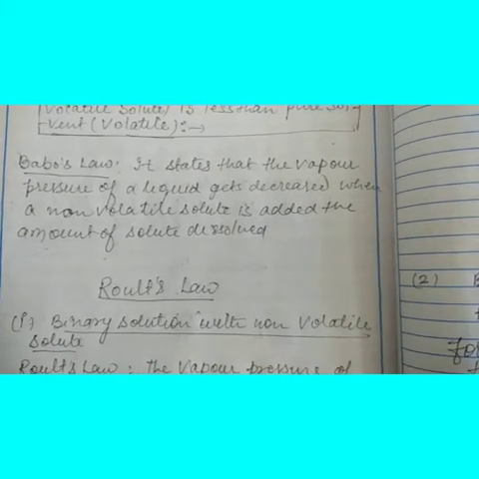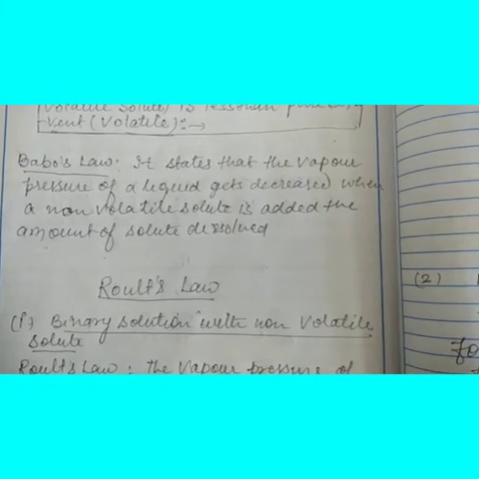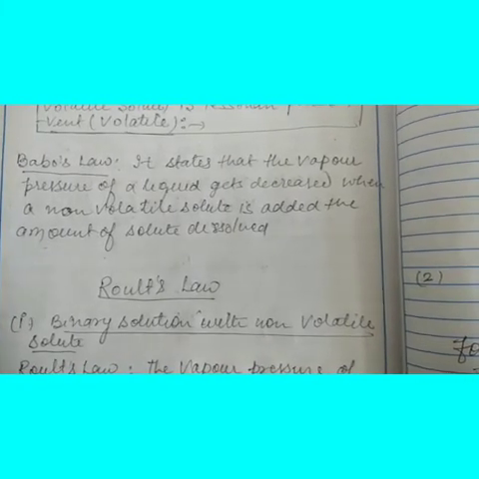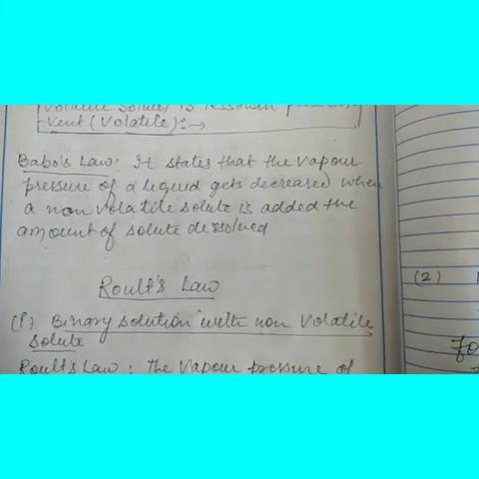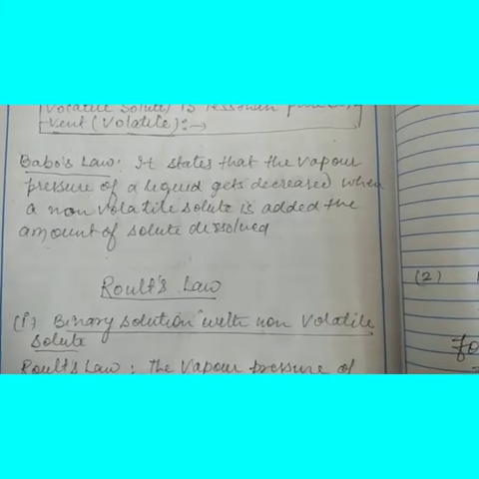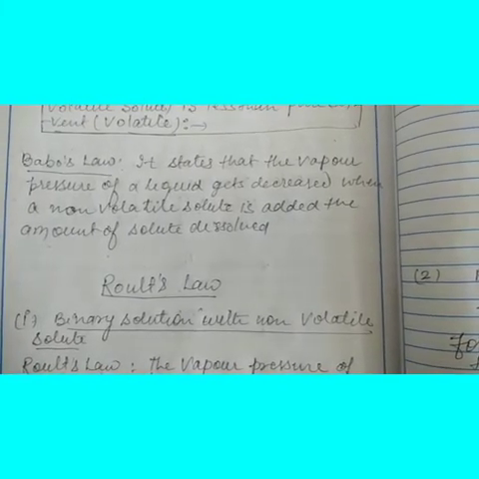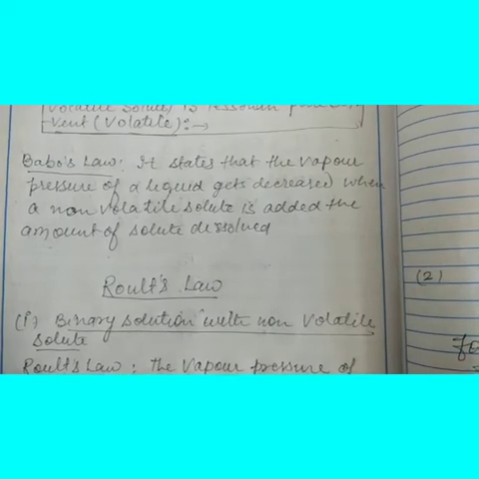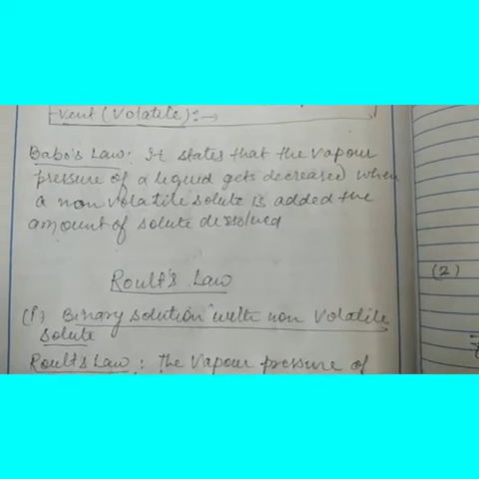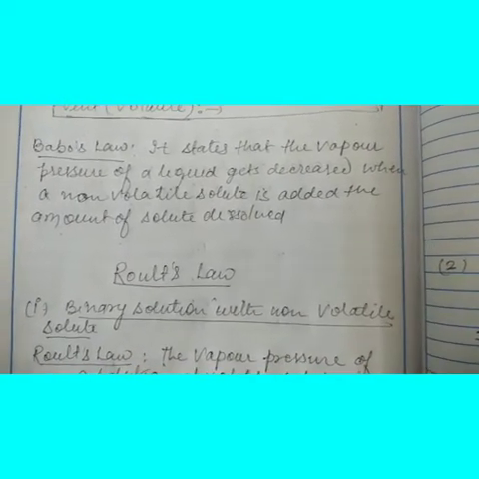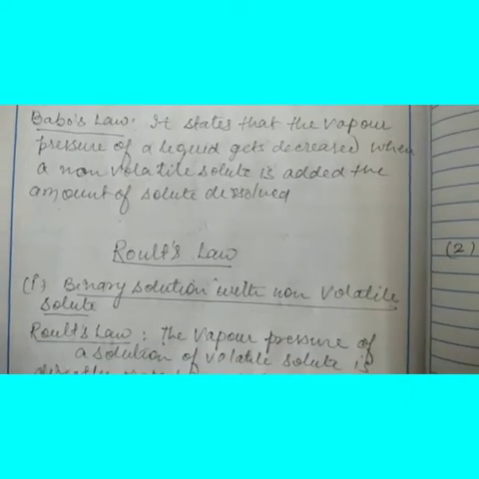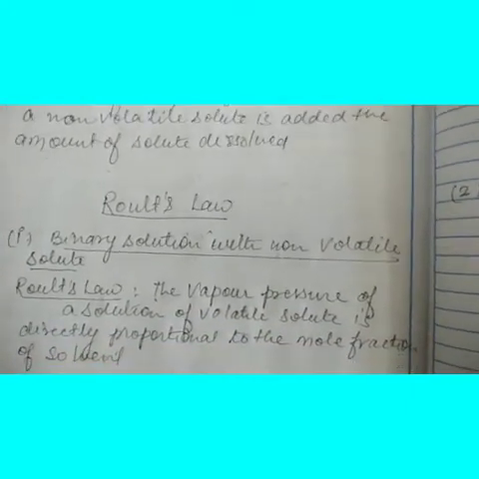It means the last line of Babo's law explains that the decrease in vapor pressure depends on the amount of non-volatile solute dissolved in the solution. Clear? And it is used by Raoult's law. So we are coming to the next topic, Raoult's law.